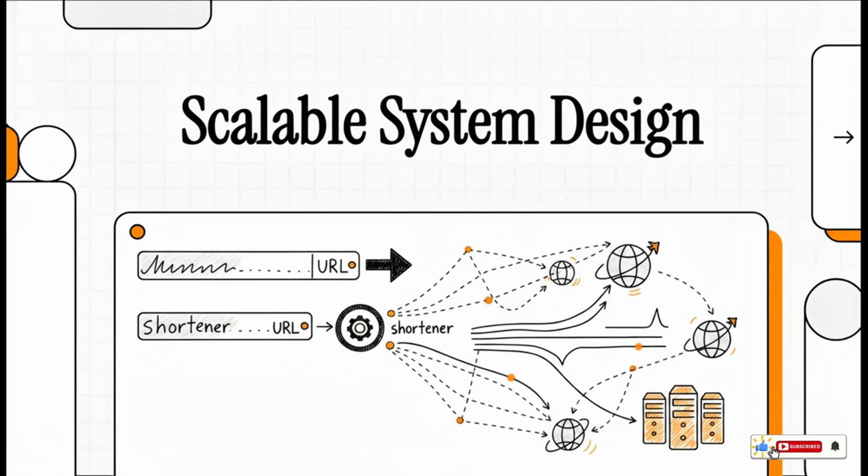Welcome to this explainer. Today, we're tackling a classic and honestly totally fascinating challenge in system design. We're building a high-performance URL shortener, you know, a service like TinyURL. Now, on the surface, this seems incredibly basic, right? But as you'll see, the real trick isn't just making it work.